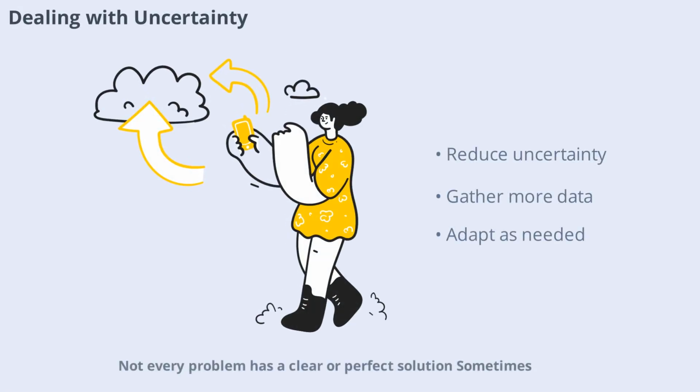Not every problem has a clear or perfect solution. Sometimes you have to make decisions with incomplete information. In these cases, focus on reducing uncertainty as much as possible by gathering more data and considering different scenarios. Be prepared to adapt your approach as new information becomes available.